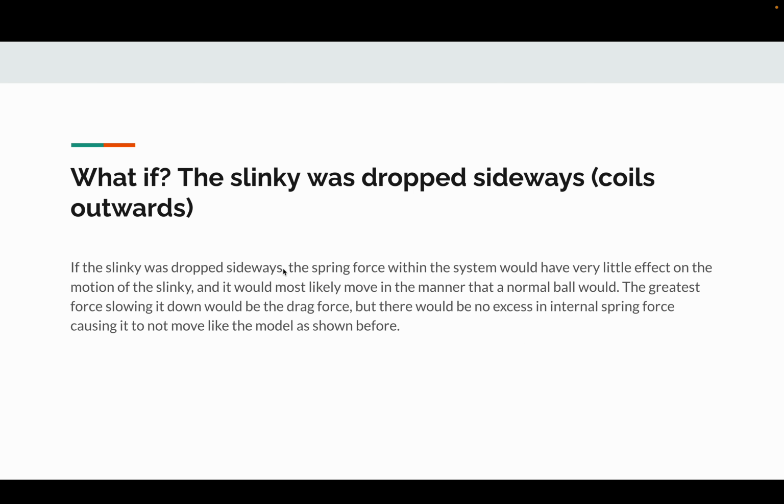Finally, what if the slinky was dropped sideways? The spring force in the system would probably have very little effect, as it wouldn't be affected by gravity, and it would just move in the manner that a normal ball would. The coils wouldn't be acted on by gravity, it would just be sideways, and the greatest force slowing it down would be the drag force, but there would be no excess internal spring force causing it to move irregularly.